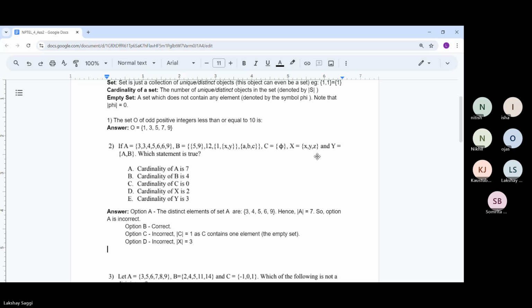Okay. Then comes option E. Option E says capital Y equals {A, B}. So capital Y contains this A and B. Let's just assume these are the sets A and B, which are given to us. Then it says that the cardinality of Y is 3. This is incorrect, as we see that there are just 2 elements here, which are the sets A and B. So the cardinality of Y is 2.